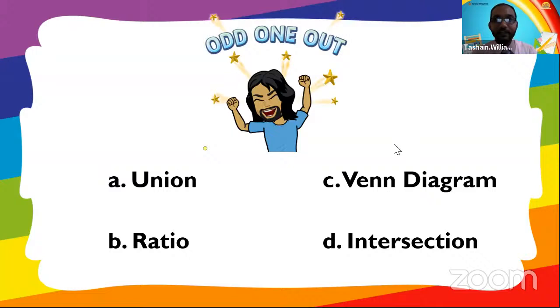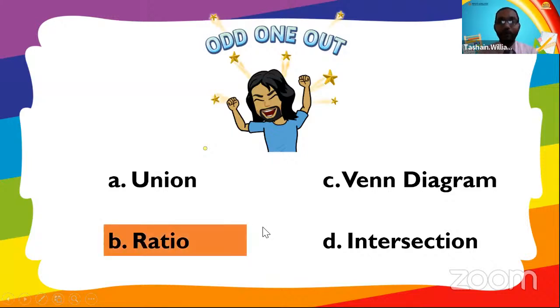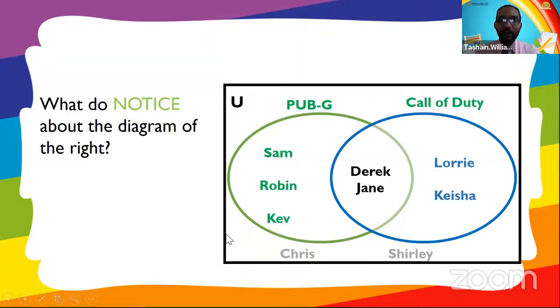Come on, math whizzes. Let's see your answer in the chat. Wow, Shyla, Jadon, Barnes, Kimoya, Lanish. Excellent. I feel so proud of you, boys and girls. You are doing terrific. If you said the odd one out is ratio, you are once again correct. All right, boys and girls, let's step it up a notch. I want you to observe the Venn diagram on the right. What do you notice about this diagram? Type your answers in the chat.